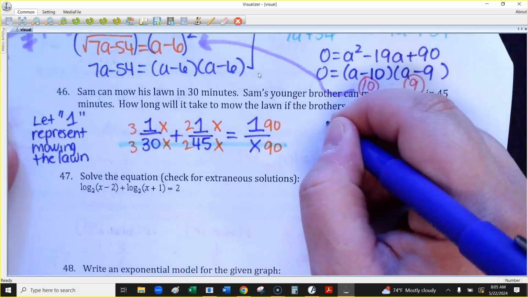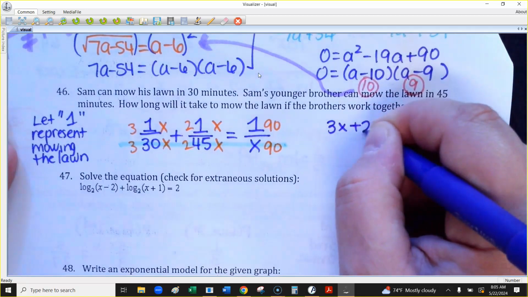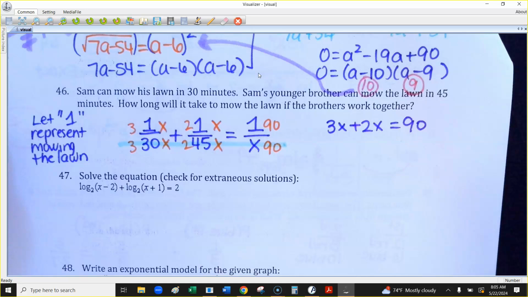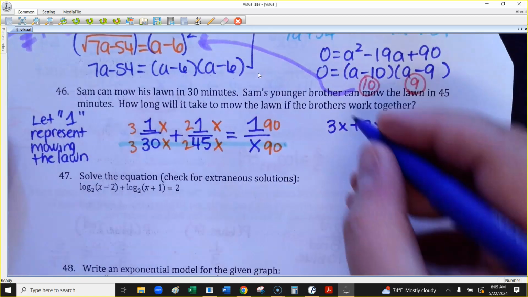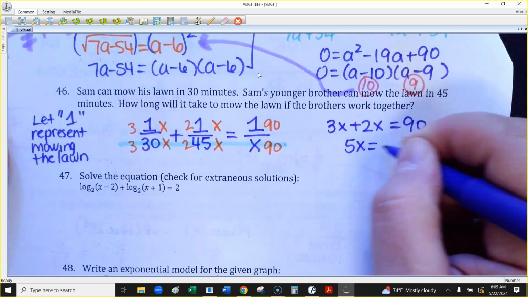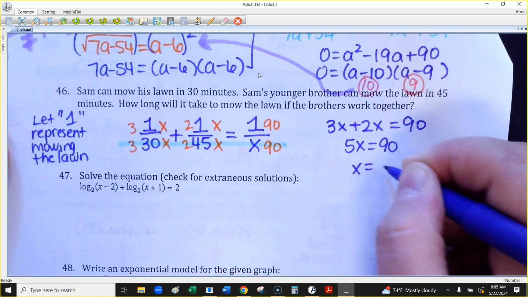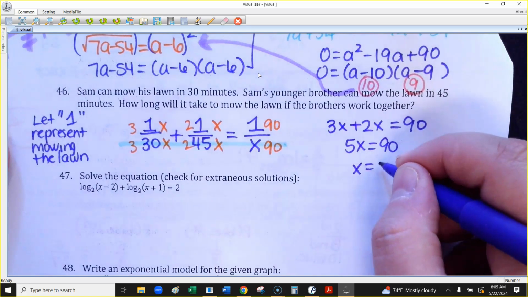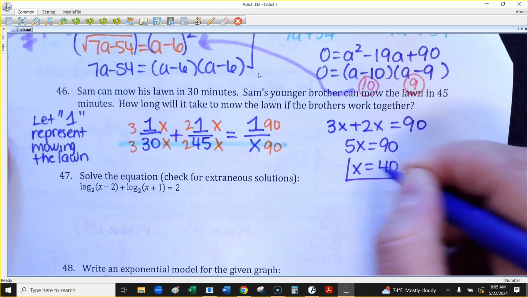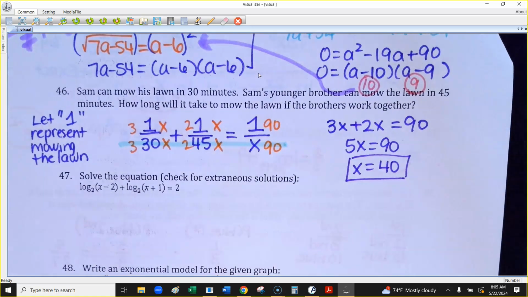So I would just have 3x plus 2x equals 90. Once you set that up, that's super quick to solve. 5x equals 90. So x, excuse me, is going to be 40. So it would take them 40 minutes if they were working together.